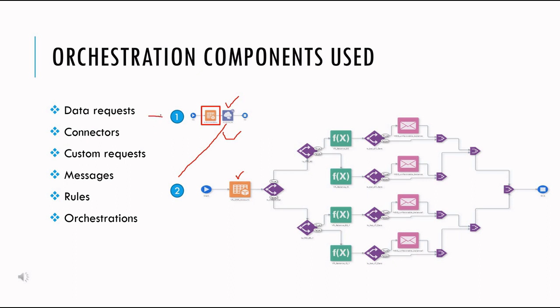We are using custom requests. So in this example here, we are creating a custom request by making use of standard JDE business function B090090. And then we are using the component of messages to send out an email message. And then we are using rules. Rules are used as criteria for making decisions required at various steps. And then obviously the orchestration as a component within an orchestration.